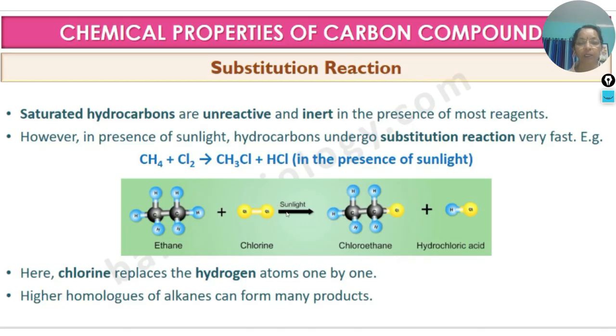Higher homologues of alkanes can form many products. So this is only one product, and the process may continue till all the hydrogen gets replaced by chlorine, or if they are longer chains, they may form isomers also. Structural isomers, which we discussed in the previous video, are also possible due to substitution reaction. Many products you will be getting due to substitution reaction.